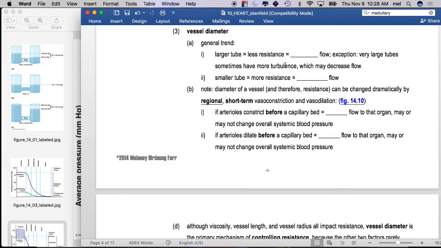Okay, so now I want to tell you one little situation. Let's say a tiger walked into the room. Do we really want to send a whole bunch of blood to the liver when a tiger's in the room? So what am I going to do? I'm going to vasoconstrict, increase resistance, decrease flow to you. Yes? Does that make sense? Okay, so that's the first one. If arterioles constrict before a capillary bed, it decreases flow to that organ.